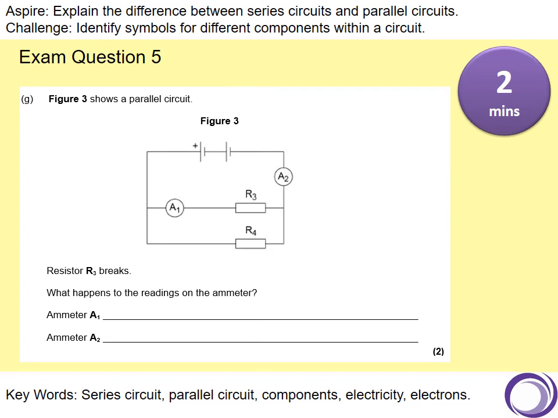So here we have exam question number five. In figure three, we've got a parallel circuit. As you can see, we've got resistor R3 and resistor R4. Also within the circuit, you've got two ammeters, A1 and the second ammeter, A2. So the question states, if resistor R3 breaks, what will happen to the reading on ammeter A1 and ammeter A2? Okay, so the question is out of two marks, therefore you've got 2 minutes in order to complete it.